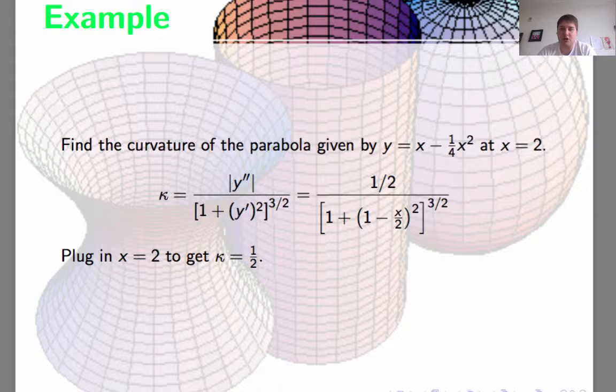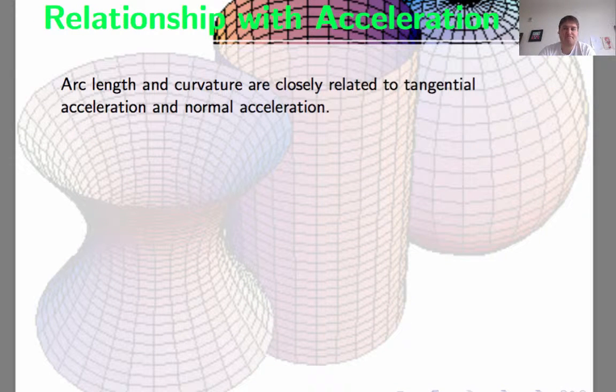In particular, if I want to know what's happening at x equals 2, I just plug 2 into this formula, and it's looking like I'm getting kappa equals 1/2. And so this means, of course, that the radius of my circle at that point is the reciprocal of that. It is 2, which is kind of exciting.